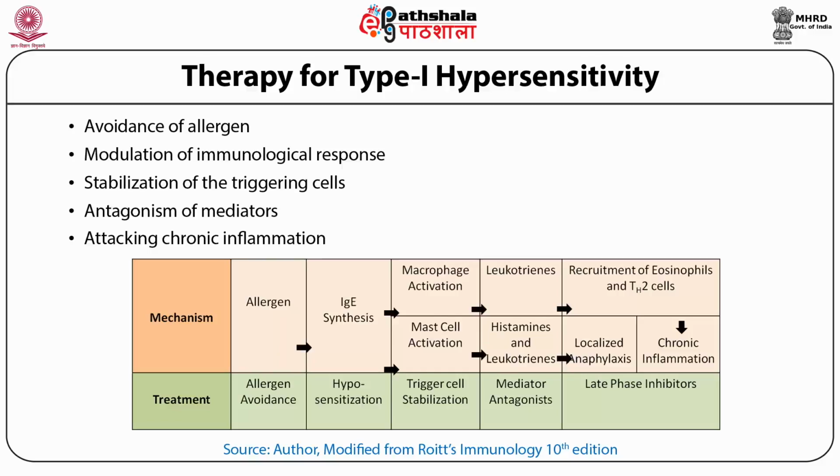A large number of drugs are now available which can be used for therapy or treatment of type 1 hypersensitive reactions, such as antihistamines, cromolyn sodium, beta antagonists, cortisone, etc. The events and the possible treatment approaches during atopic allergies are shown here in the diagram.